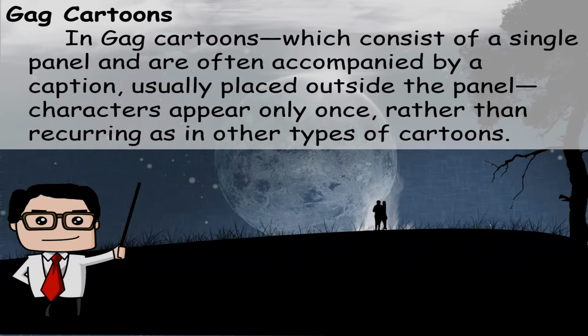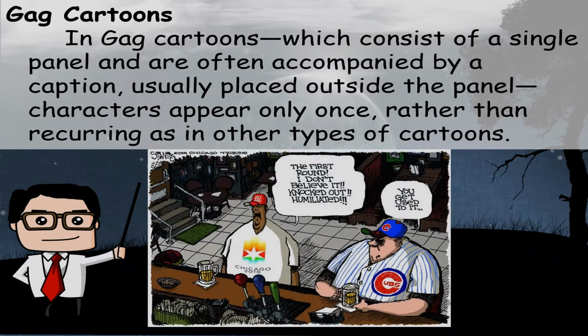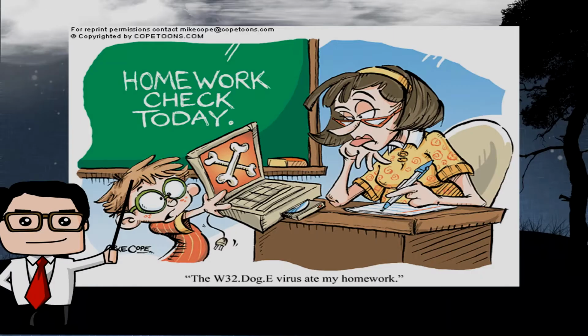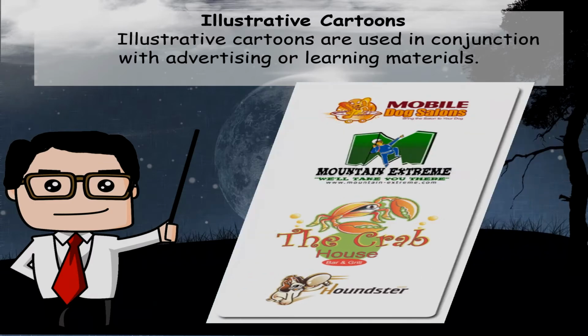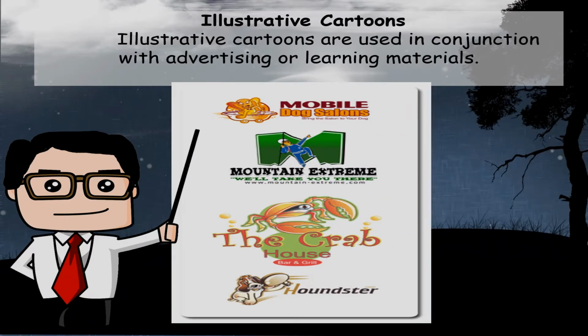Gag cartoons, which consist of a single panel and are often accompanied by a caption, usually placed outside the panel. Characters appear only once rather than recurring as in other types of cartoon. Here's the example. This one. Illustrative cartoon. Illustrative cartoons are used in conjunction with advertising or learning materials. So this one. This example of illustrative cartoons.